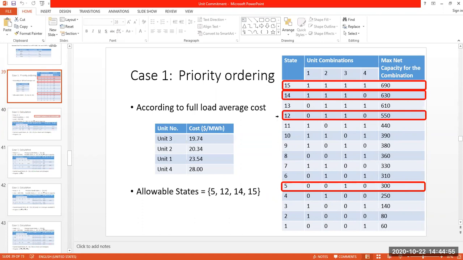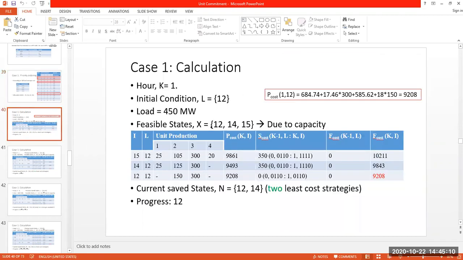So the only feasible states for our number 1 will be state 12, 14, and 15, because they have sufficient capacity to satisfy the demand of 450 megawatts. That's how we limit the feasible states to these 3 only. State number 5 is not included. This limitation is due to the capacity limitation of state number 5.